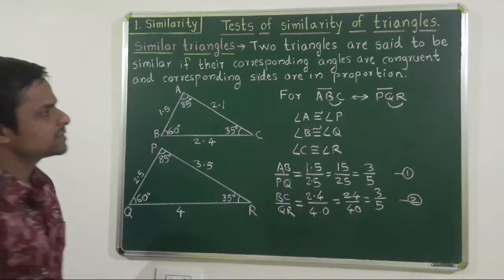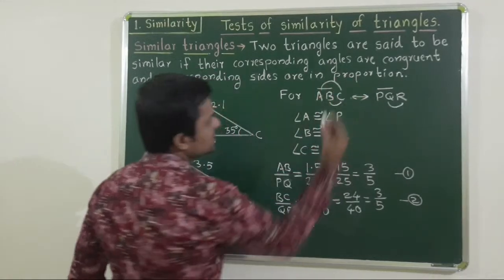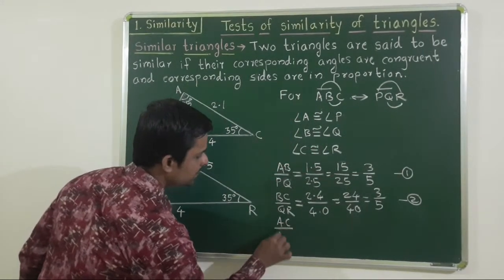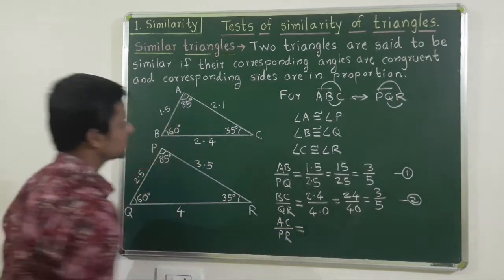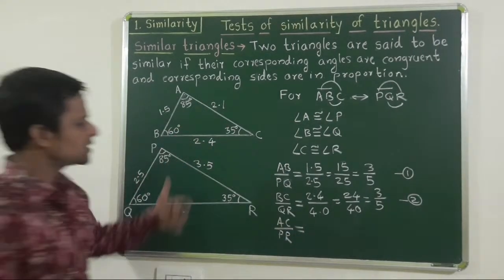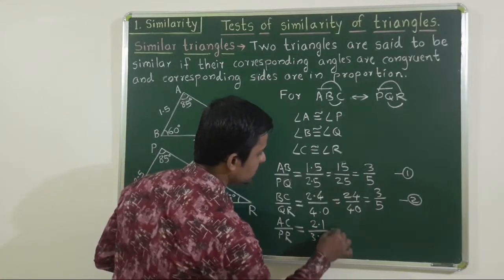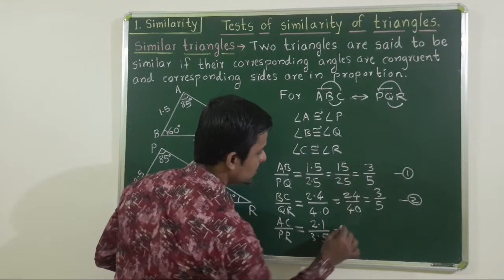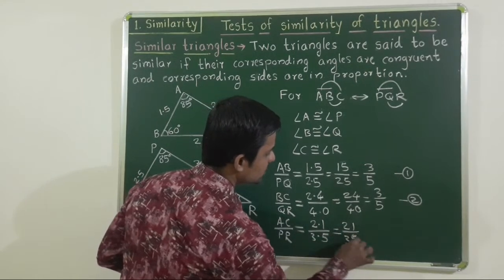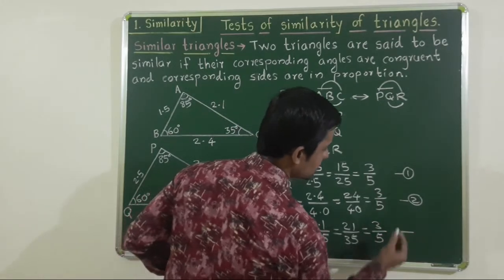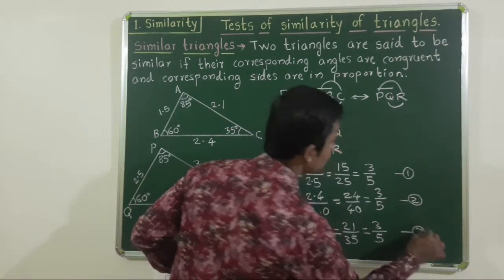And the third pair is AC and PR, that is AC upon PR is equal to 2.1 upon 3.5, that is equal to 21 upon 35. 7 3s are 21 and 7 5s are 35, that is 3 by 5, statement number 3.